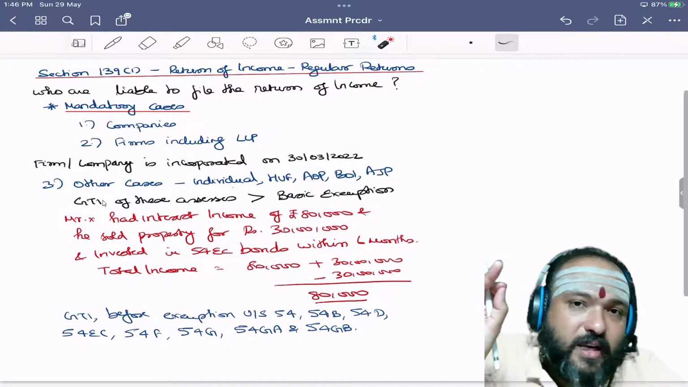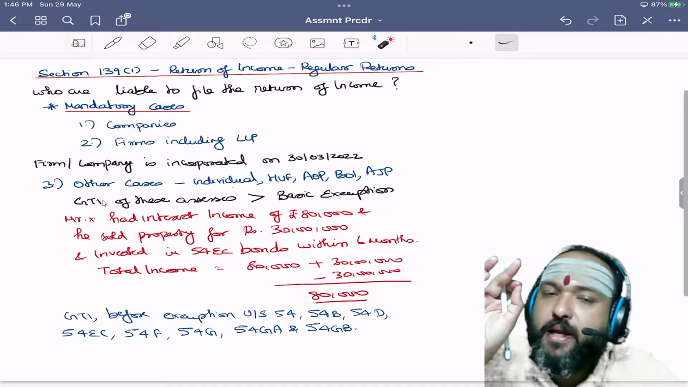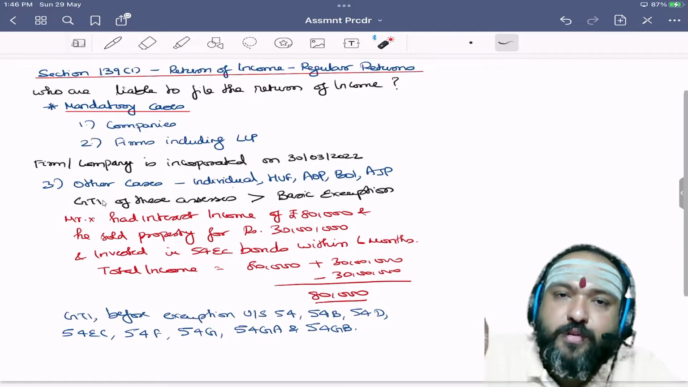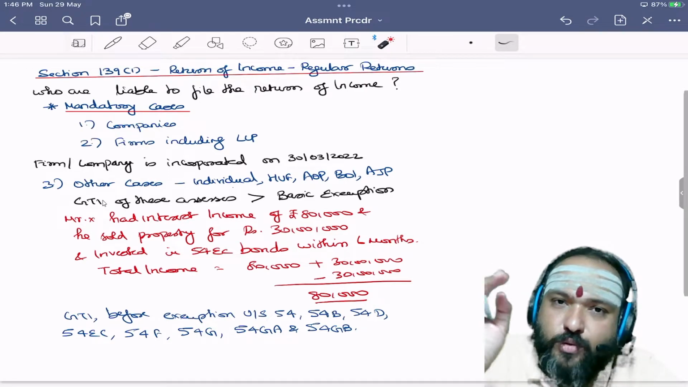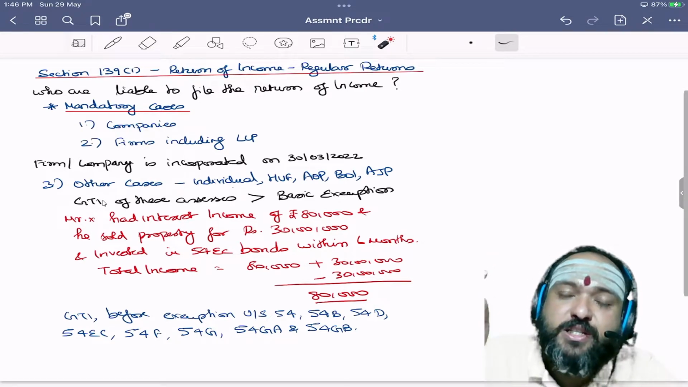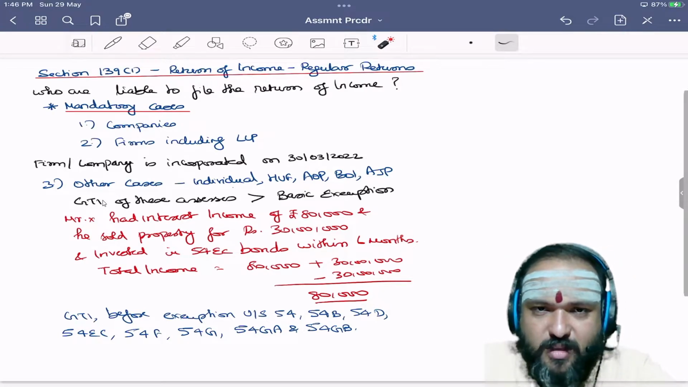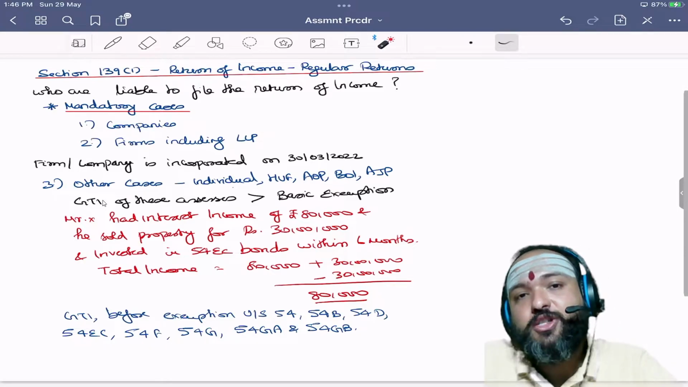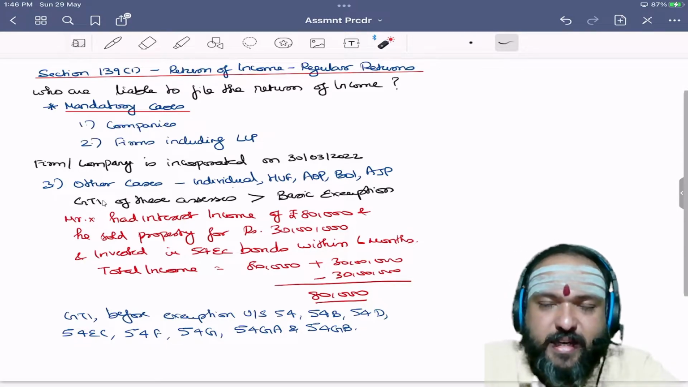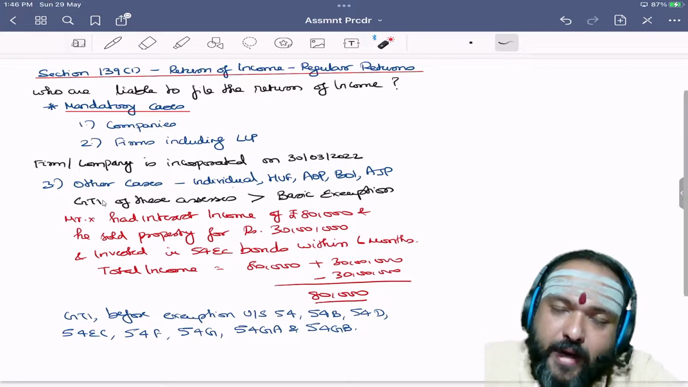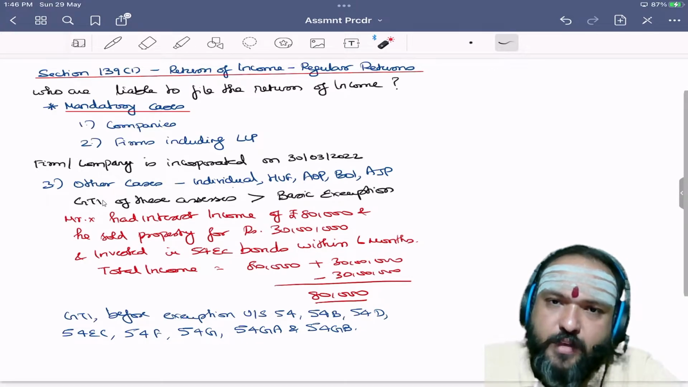So what is the third condition? Gross total income before 54, 54B, 54D, 54EC, 54F, 54G, GA, GB. These are sections you will study under capital gains topic as exemptions. Your gross total income, if it exceeds the basic exemption, then you were mandated to file the return of income.